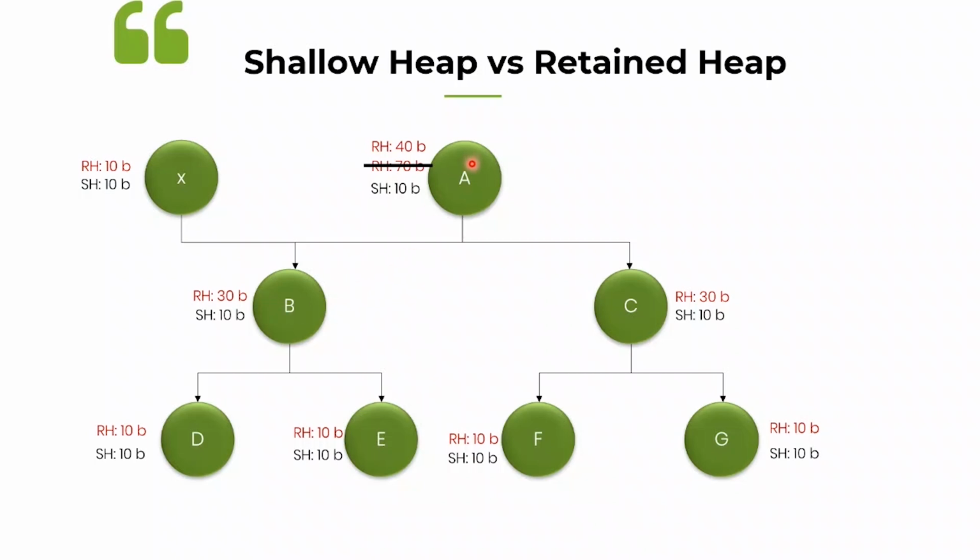So if A gets removed from memory, basically you can remove A's 10 bytes, the C, F and G. Only these objects can be freed up. These object sizes are 10 bytes plus 10 is 20 bytes plus 10 is 30 bytes plus 10 is 40 bytes. So that's why A's retained heap size becomes 40 bytes. Okay, I hope it makes sense.